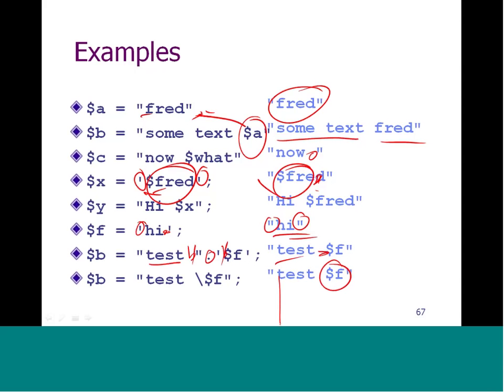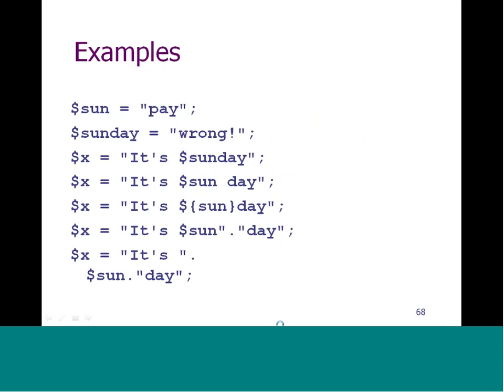So let's look at some more examples. This is kind of an interesting one actually. So we assign dollar sun to pay, and dollar Sunday is to wrong. Then dollar x equal to it is a Sunday, it will just say it's wrong.